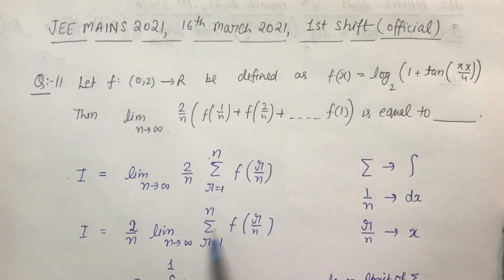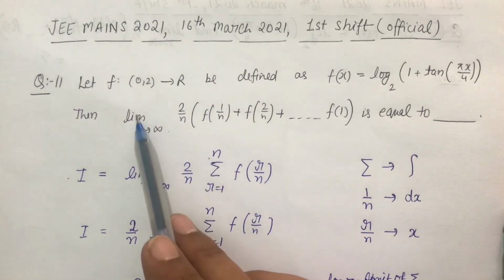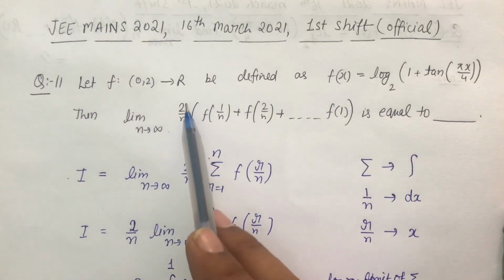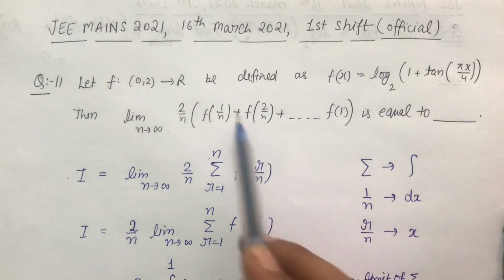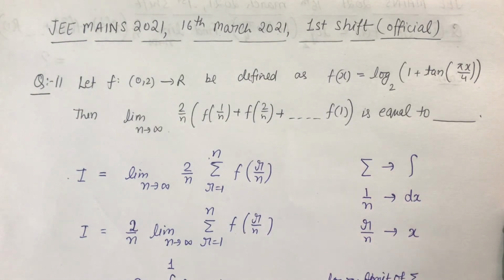Now if any problem comes with this kind of limit, n tends to infinity, and something upon n and some expression of r by n, you can always convert this limit into a definite integral.